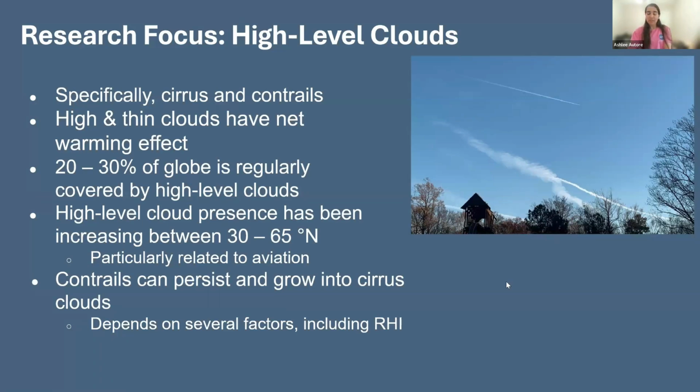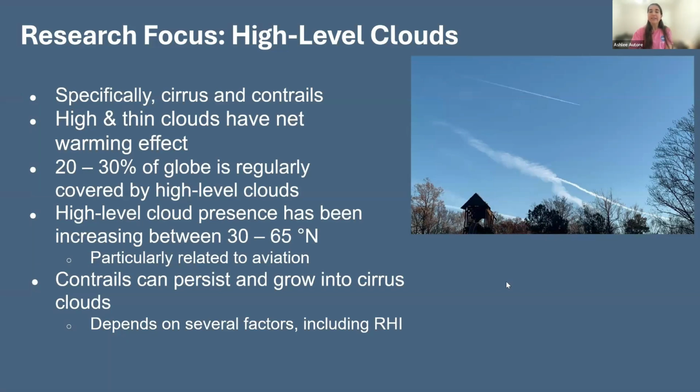We've noticed that high-level cloud presence has been increasing between roughly 30 and 65 degrees north latitude. Now, for reference, the United States is about 25 to 49 degrees north latitude. So we fall within that range a little bit. And we've seen that this increase is particularly related to aviation. So that tells us if we can control or better predict when contrails will form, then maybe we can lower our impact on these net warming clouds.